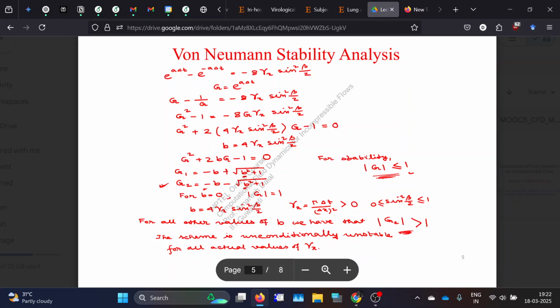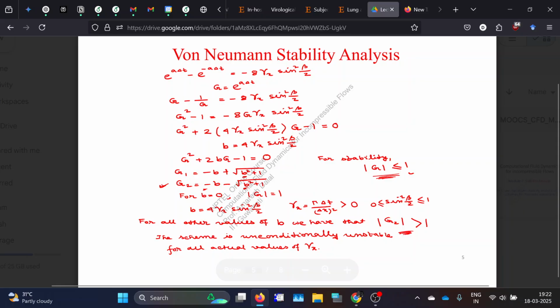Here we got two amplification factors. One we are sure is going to be greater than one, but the other can be less than one. How can we say that it is unconditionally unstable? At least, because this one that we are sure is greater than one, that itself will blow the errors up, because both exist. It's not like either one of them exists.